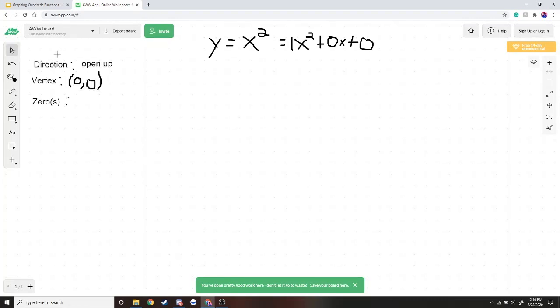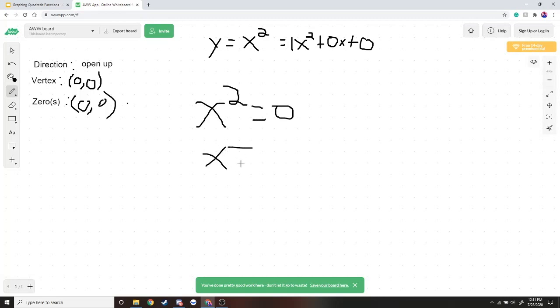Now that we've found our direction of the parabola and also we found the vertex, we need to now find the zeros. So we can see that the vertex is already at the x-axis, meaning this is also a 0. So we can say that our 0 is also 0, comma 0. Now you can confirm this by setting the function equal to 0 and solve for x. So you get x squared is equal to 0. x is equal to the root of 0.